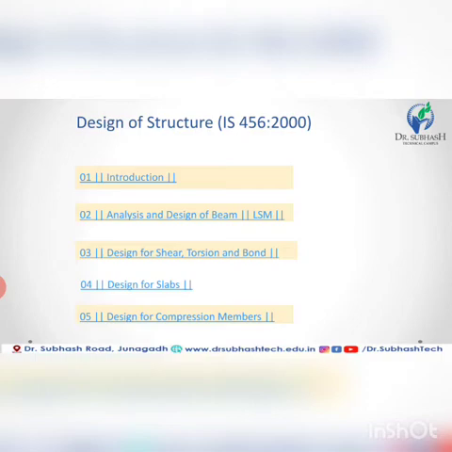Analysis and design of beam: singly reinforced beam, doubly reinforced beam, T-beam, cantilever beam. Analysis and design of these types of beam. And design for slab: one-way slab, two-way slab, continuous slab. Design for compression member like column, footing, circular column, rectangular column, footing, pad footing, trapezoidal footing.